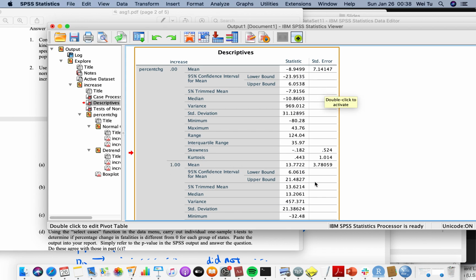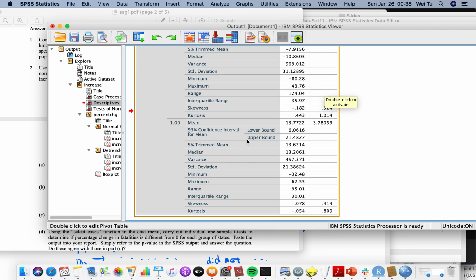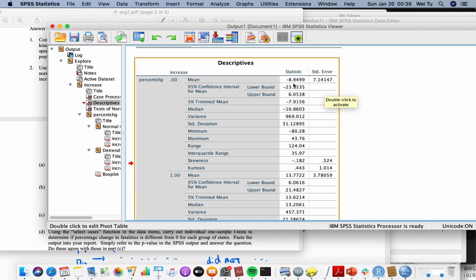And then we have the yes group. The yes group has a positive 13% increase. So my no group has a smaller mean, and for standard deviation, this is 31, this is 21. So this one is bigger.